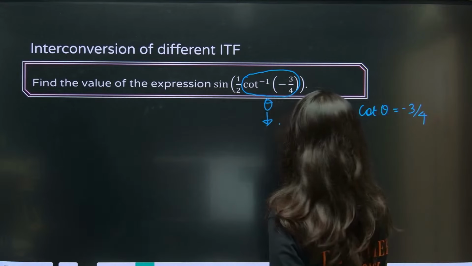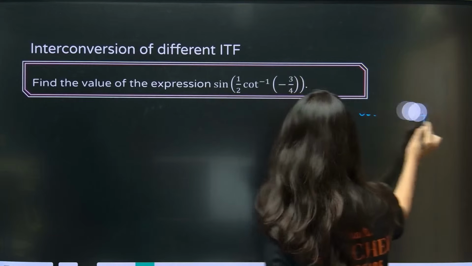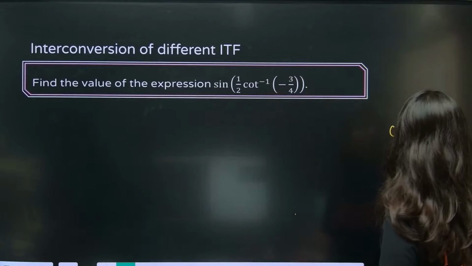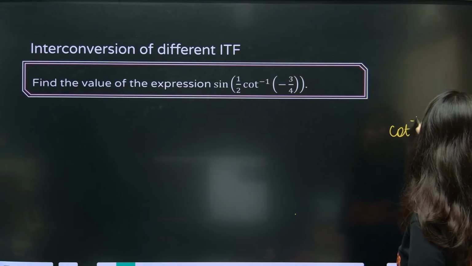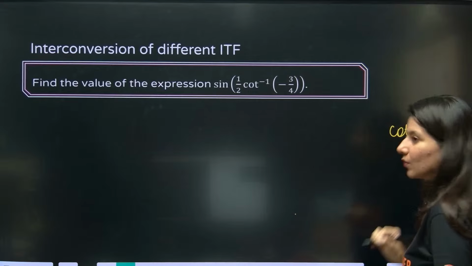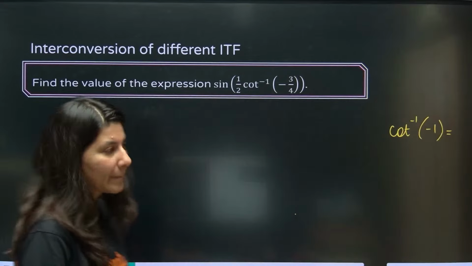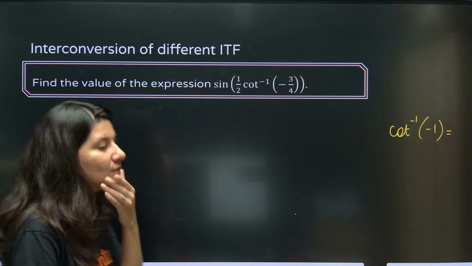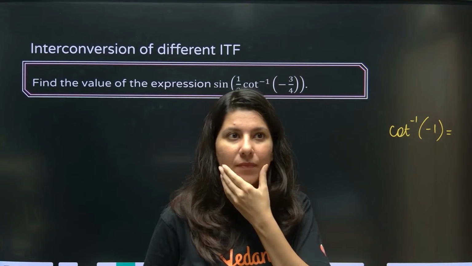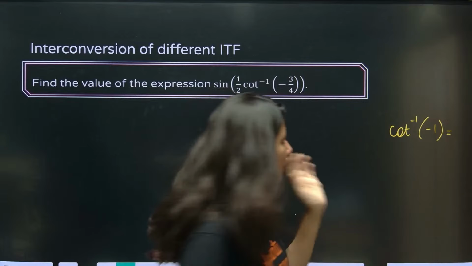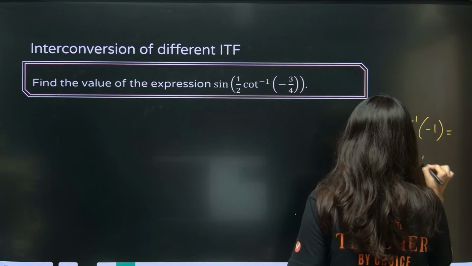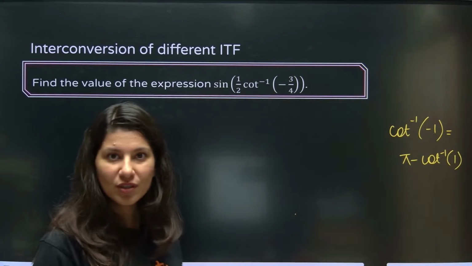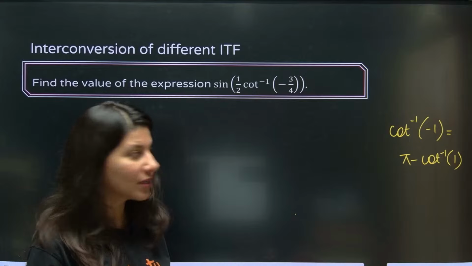Hold on. See, remember one thing. Tell me, cot inverse of minus 1. Who can tell me cot inverse of minus 1? Ma'am, cot inverse of minus 1 will be in the second quadrant. So it will be pi minus cot inverse 1. Can I write like this? Pi minus pi by 4, 3 pi by 4. So pi minus cot inverse 1.